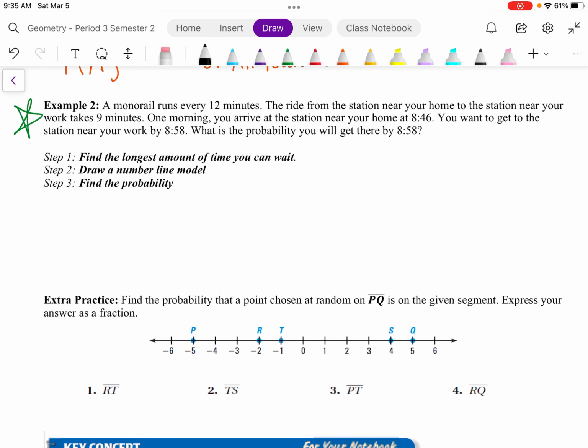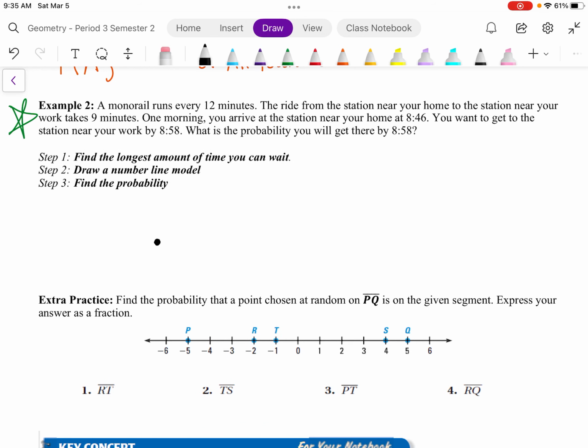Okay, so let's figure out what is the longest amount of time that we can wait. We know that we got to the station. Let's start by making a timeline. At 8:46. So that's when we got to the station near our house. And we want to get to work, you want to get to the station near your work by 8:58. So over here, we're going to put 8:58.